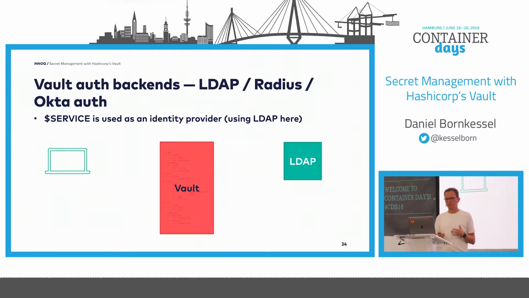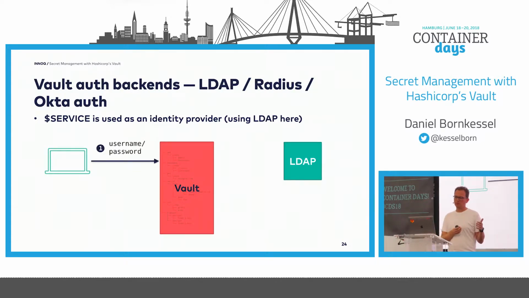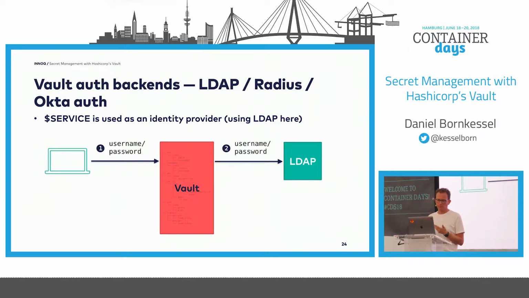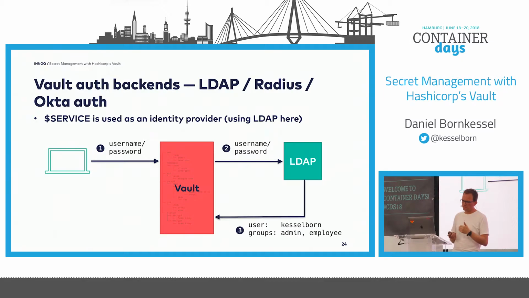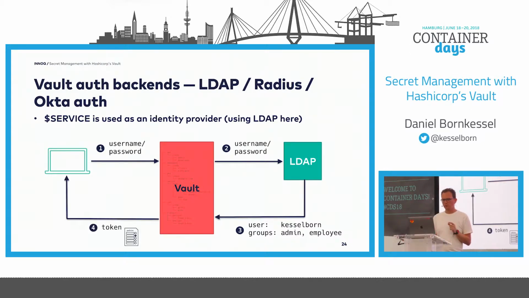And what you can do now is, as a user, you provide your LDAP username and password to Vault. Vault checks against LDAP if the combination is correct. The LDAP in the response returns the username and the groups the user belongs to. And depending on those two, user and groups, Vault returns a token with some policies, and then I can talk to Vault and, say, read database credentials or set database credentials and so forth.